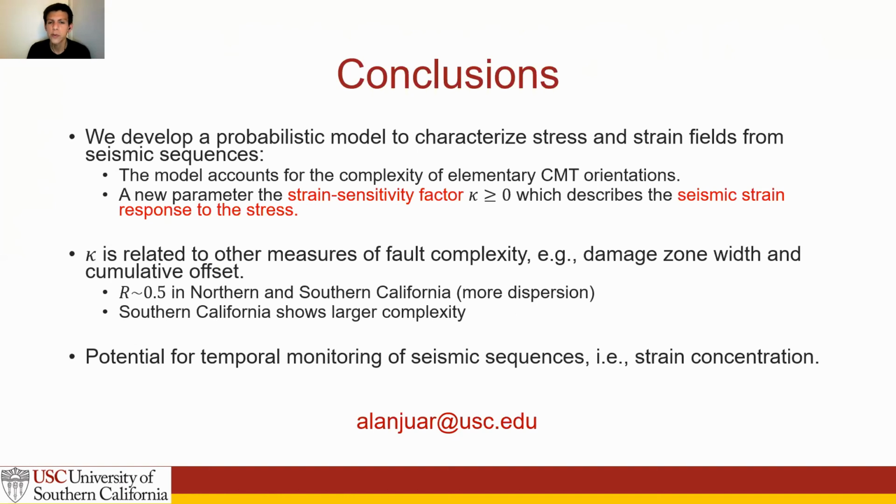Our model accounts for all the complexity in the CMT orientations, and we introduced a new parameter which we call the strain sensitivity factor, which describes the seismic strain's response to the stress. Kappa is related to other measures of fault complexity. We analyzed the damage zone width and also the cumulative offset, where we found a strong correlation. This differential stress ratio is about 0.5 in Northern California and Southern California, but in Southern California we observe larger dispersion. Southern California also shows larger complexity.